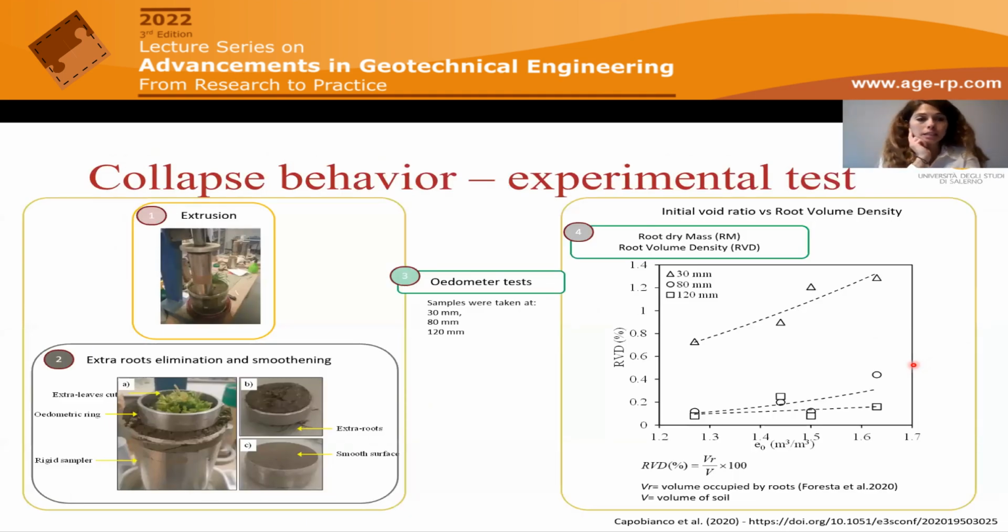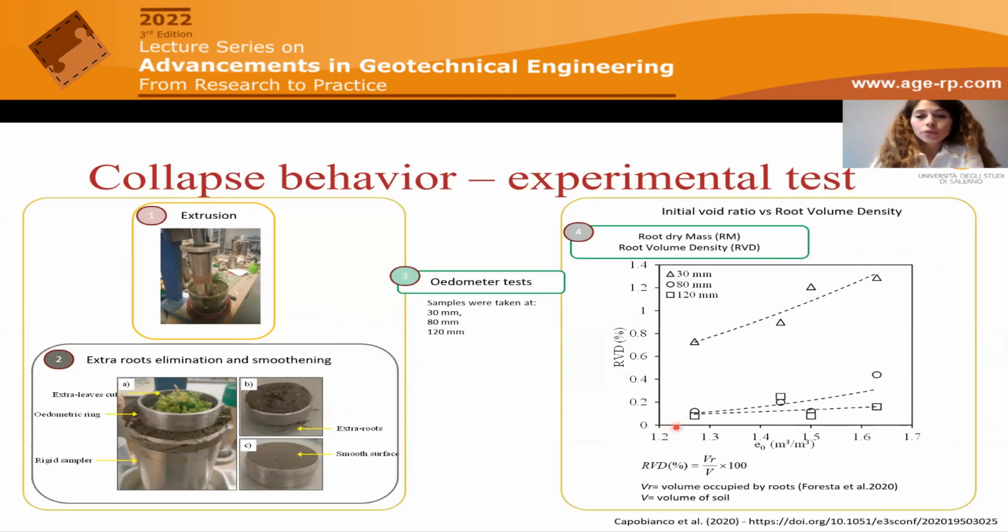But let's look at the experiments that we did. After 20 weeks, we extruded some samples at 3 different depths: 30 millimeters, 80, and 120 millimeters. And we took some oedometer samples of vegetated soil. And then we compared them also with the bare soils. After each oedometer test, we also measured root features in terms of root mass density and root volume density.